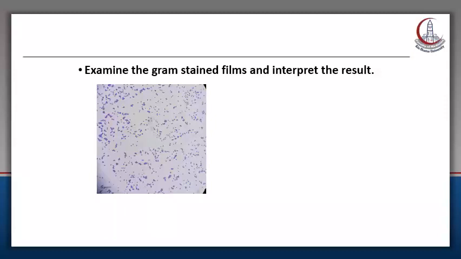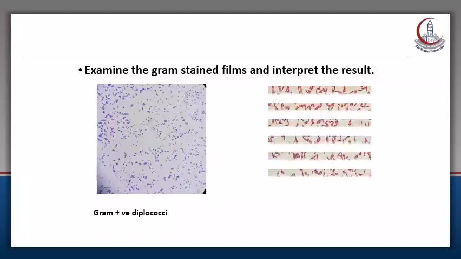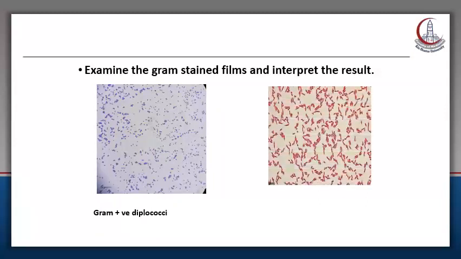If we have this picture from the colony, we are seeing diplococci, which is gram positive as it's violet in color. This is Strep pneumoniae. Okay. In the other picture, we see pink rods, so it's gram negative bacilli with no special arrangement.